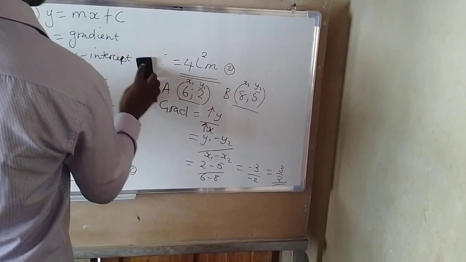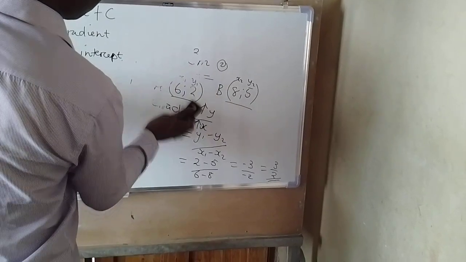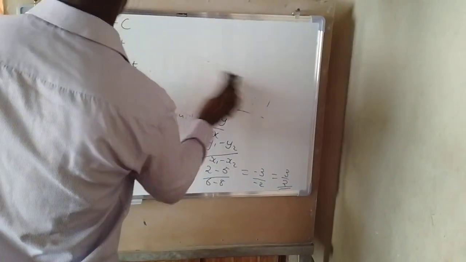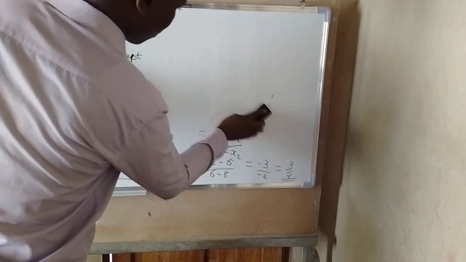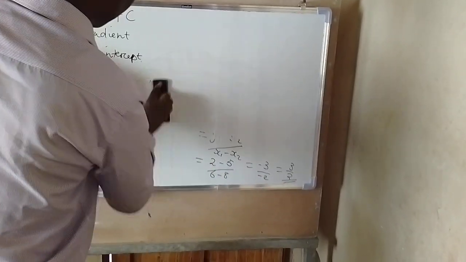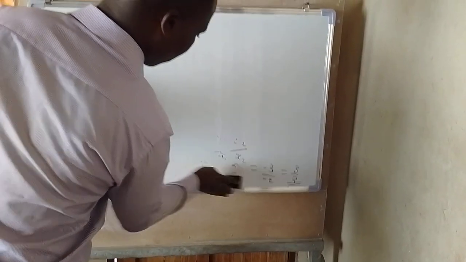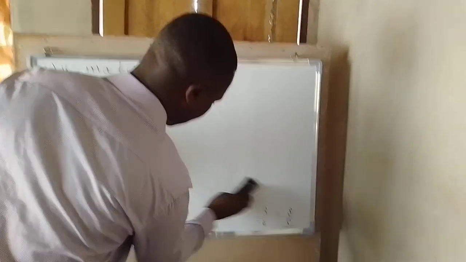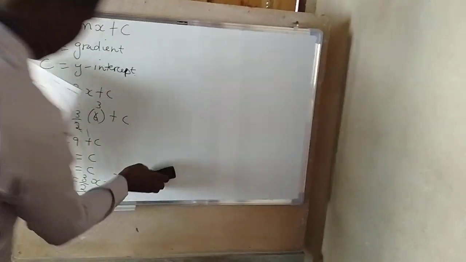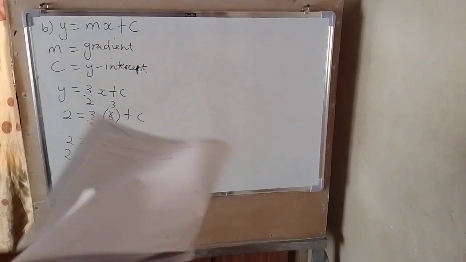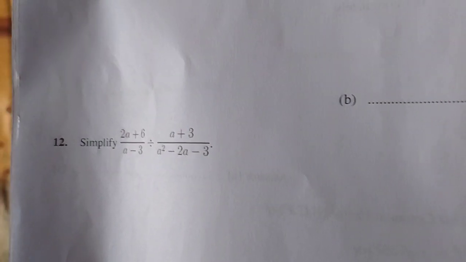Then moving on to number 12. Number 12, we want to simplify the given expression for 3 marks. That's a lot of marks. Cannot afford to lose those marks, so we need to be very careful on this question.